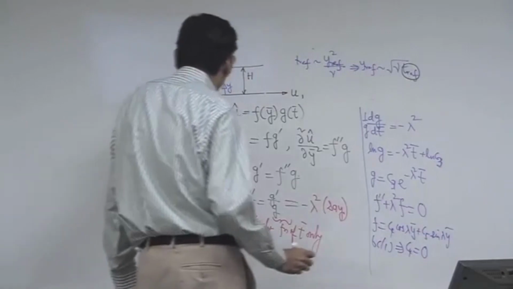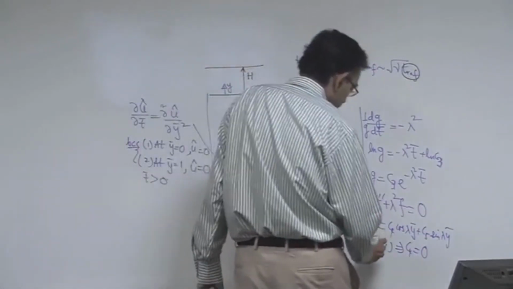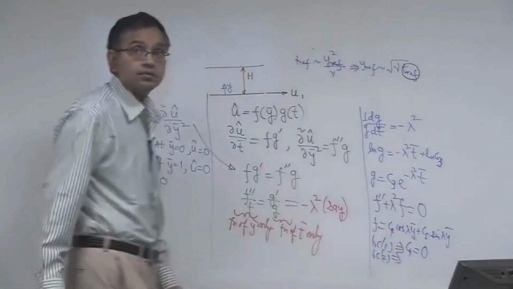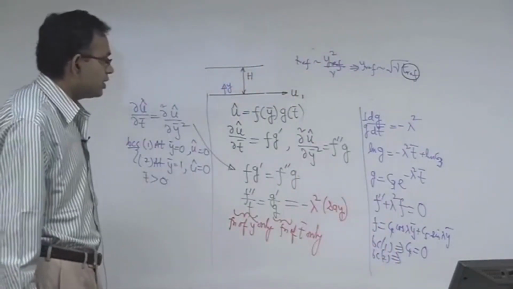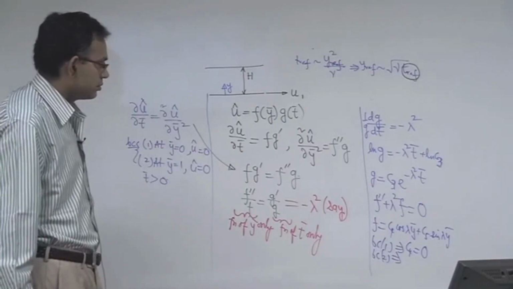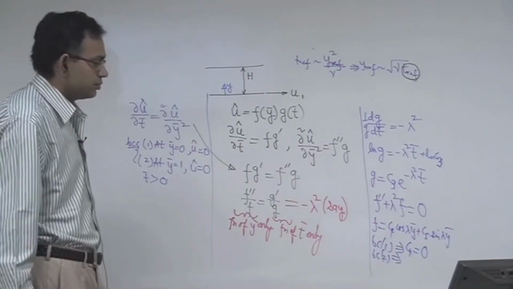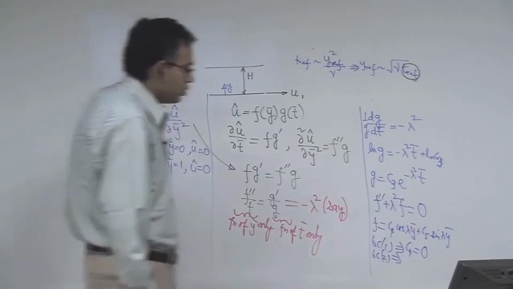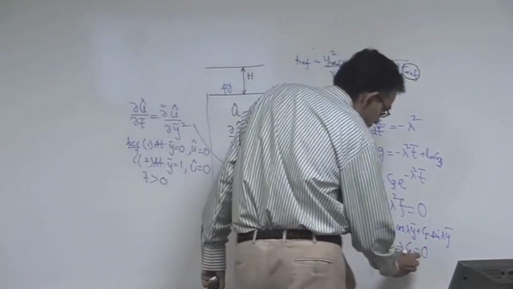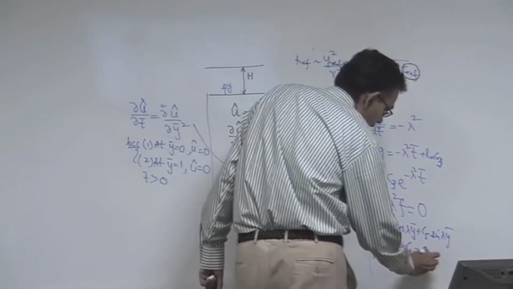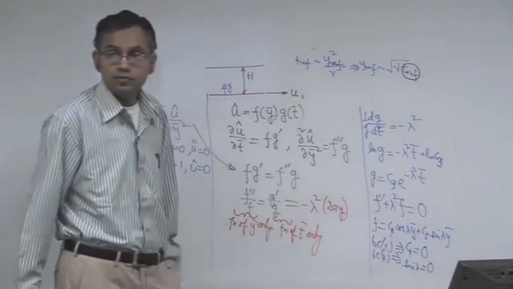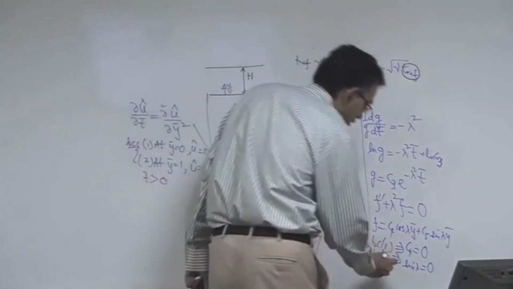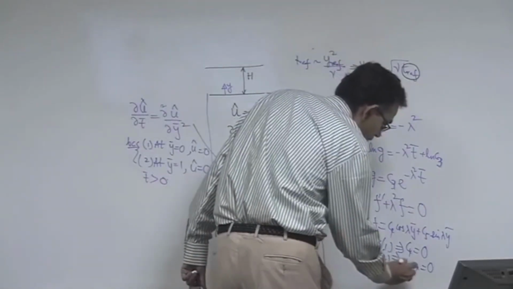And boundary condition 2, at y is equal to 1, u hat equal to 0, right. So, sin lambda equal to 0, right, and that means lambda is equal to n pi.